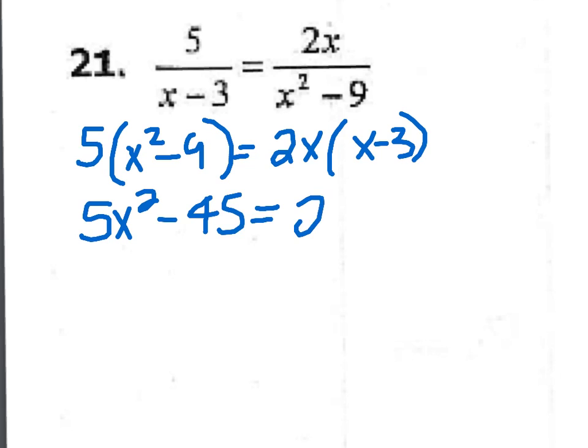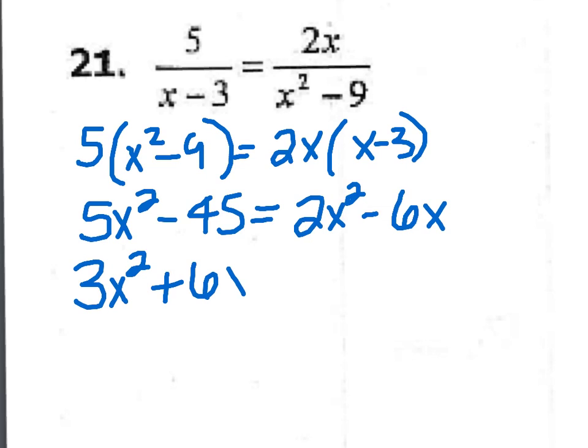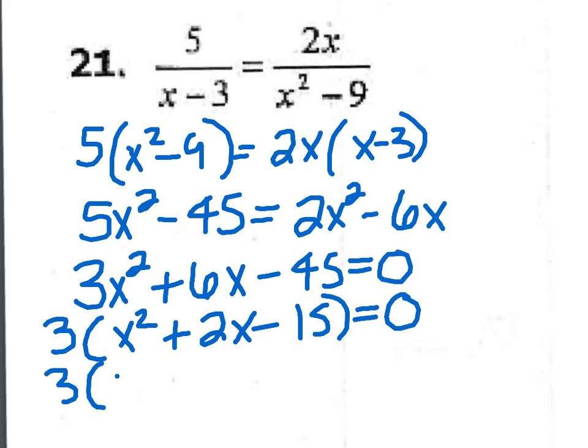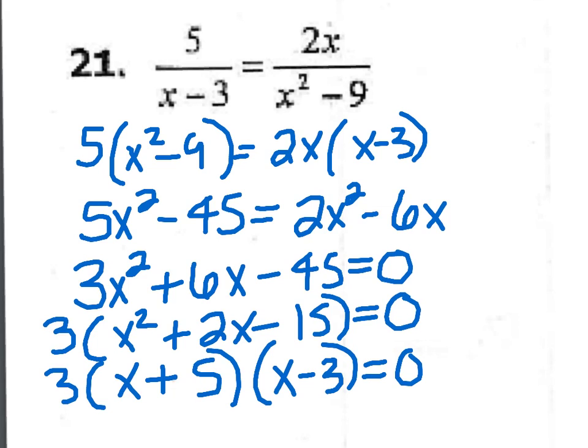I need to get everything on the same side, so I get 3x squared plus 6x minus 45 equals 0. I can factor out a 3, so I have x squared plus 2x minus 15. So this becomes x plus 5, x minus 3 equals 0. When I set those equal to 0, the 3 equals 0, I really don't care about that.